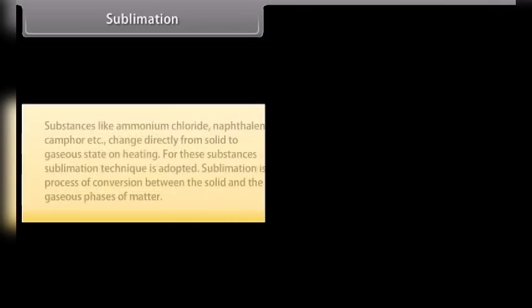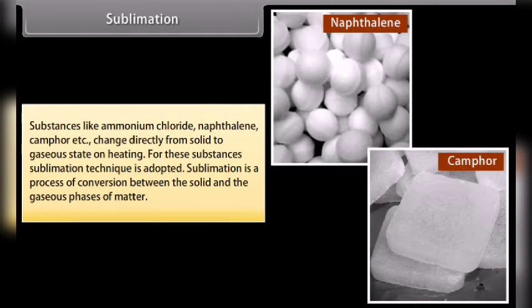Sublimation. Substances like ammonium chloride, naphthalene, camphor, etc. change directly from solid to gaseous state on heating. For these substances, sublimation technique is adopted. Sublimation is a process of conversion between the solid and the gaseous phases of matter.